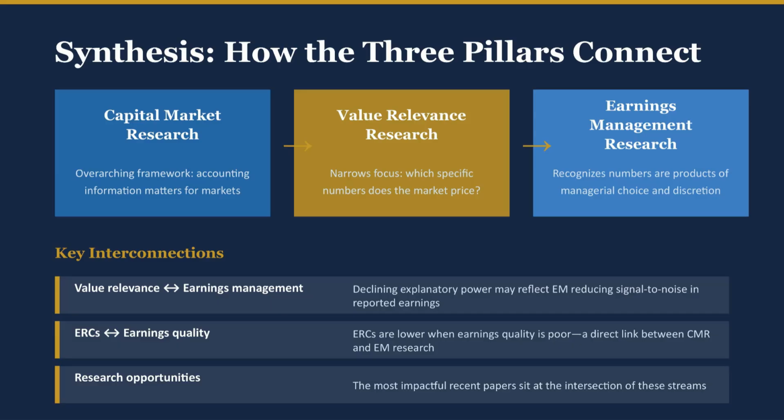The practical connections are numerous. Value relevance studies that find declining explanatory power of earnings may be partly reflecting increased earnings management that reduces the signal-to-noise ratio. Capital market studies on earnings response coefficients, ERCs, find that ERCs are lower when earnings quality is poor, a direct link to earnings management. Conversely, earnings management research relies on capital market outcomes, stock returns, pricing multiples, as benchmarks against which to assess the consequences of manipulation. For doctoral students, understanding these interconnections is critical for identifying research opportunities.